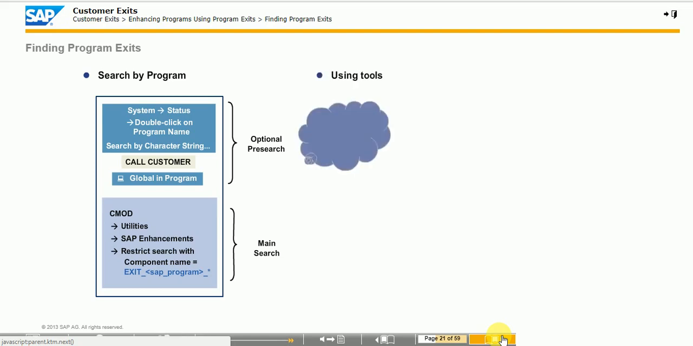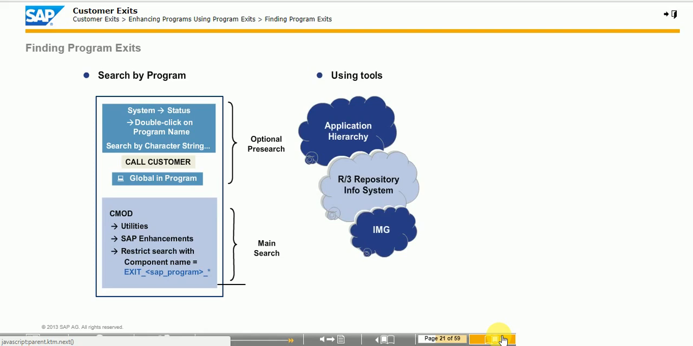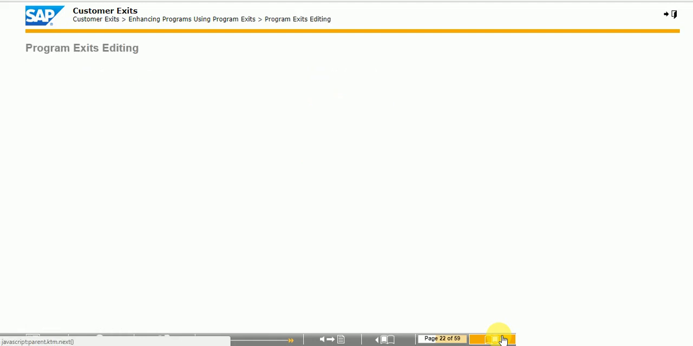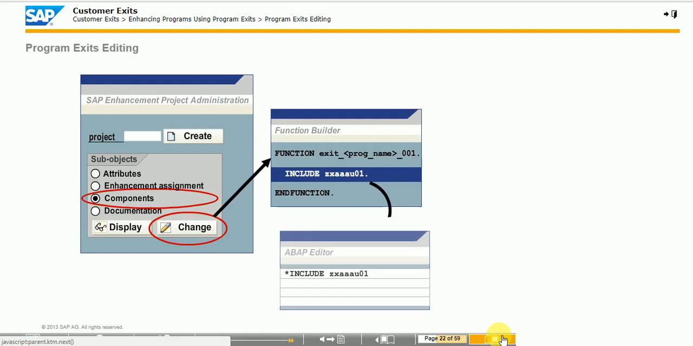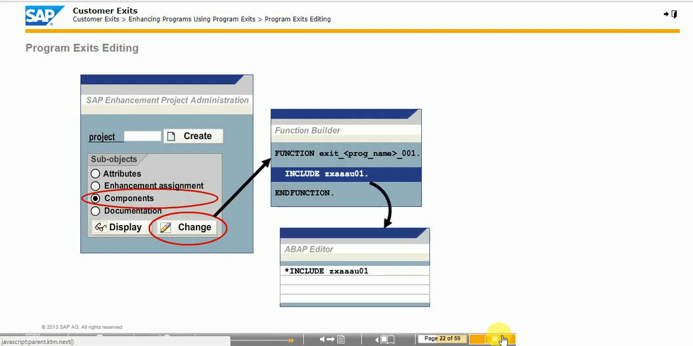On the right-hand side of the graphic, you can see how to find the name of the required enhancement using the search tools. You can restrict the search in the repository information system using the following criteria. Package. Also try generic entries. Technical name of the enhancement. The figure shows how to edit function modules for the program exits.